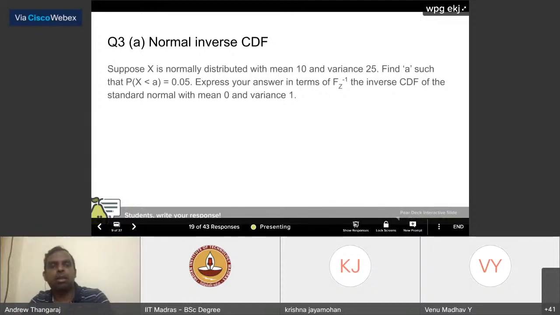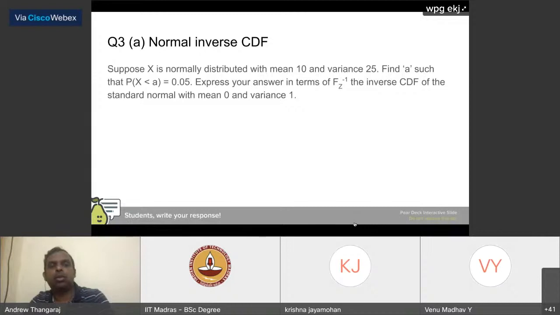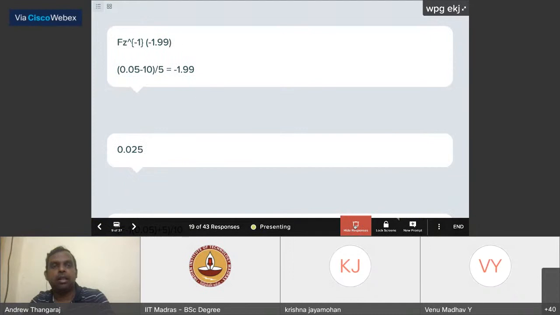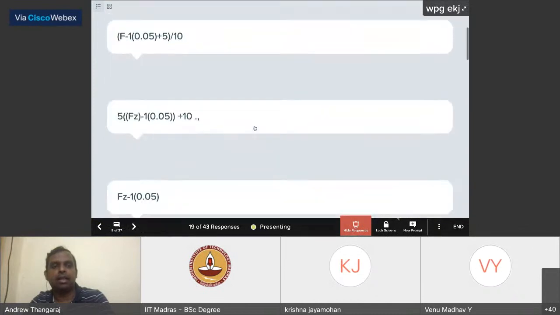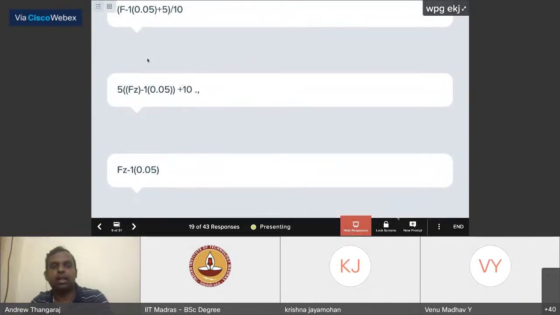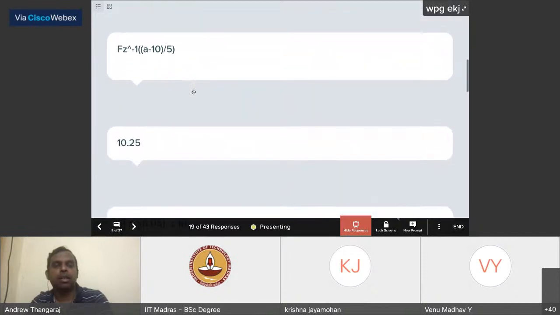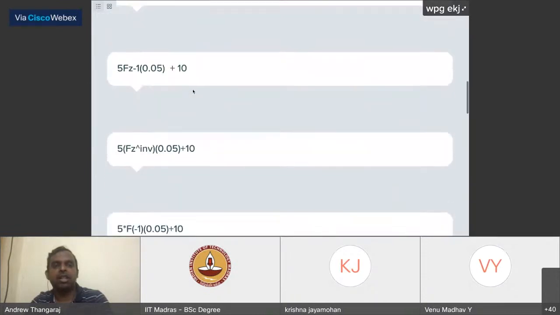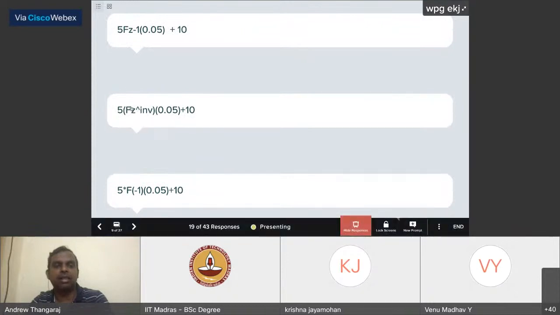It's x minus 10 by 5 less than a minus 10 by 5. So Fc of a minus 10 by 5 equals 0.5. So Fc inverse of a should be 5 times... an expression like this, I think, is correct. 5 times Fc inverse of 0.05 plus 10. That should be the correct answer. People have struggled to express this clearly, but this answer is very cleanly written out: 5 times Fc inverse of 0.05 plus 10.